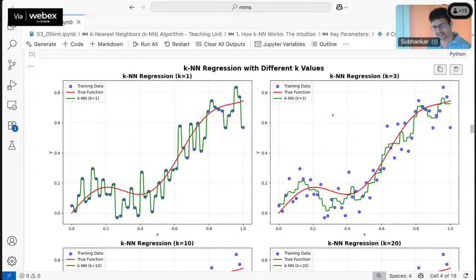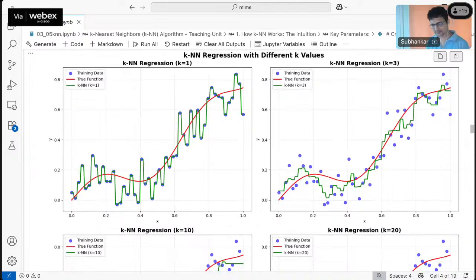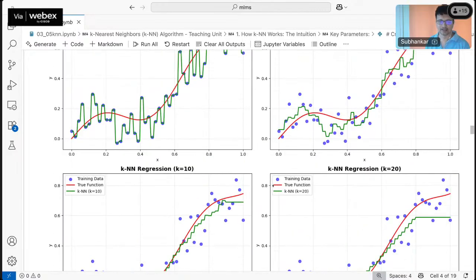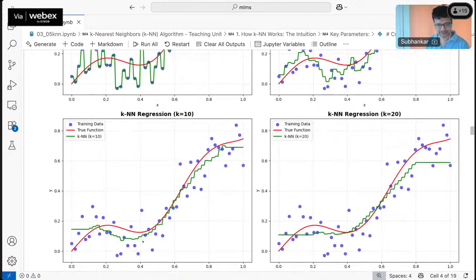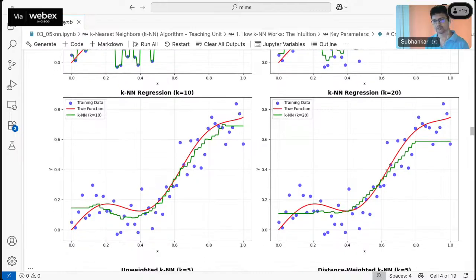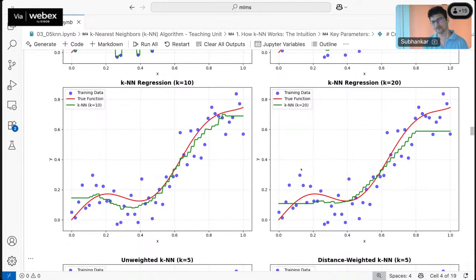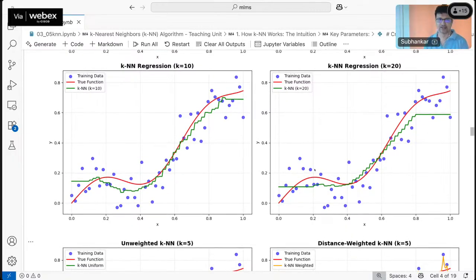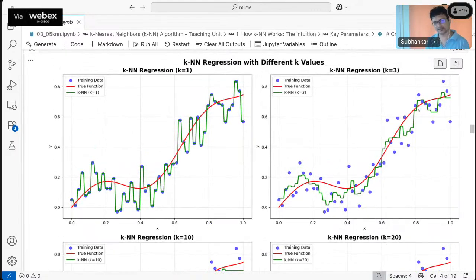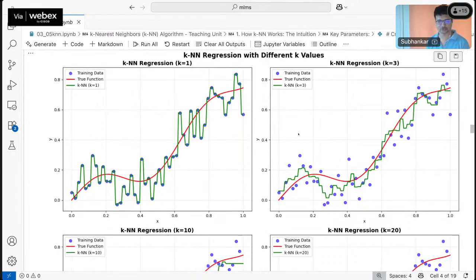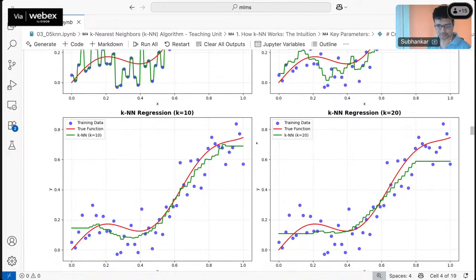As you increase k, it tries to relax, because not all points are important. Rather, it asks for an average across all the points around me. So it becomes a little bit closer to the original curve. But if you keep increasing k, say k equal to 20, it might go far away from the actual curve. This one looks the closest, probably k equal to 3 and k equal to 10. Those are good values to pick from for regression.